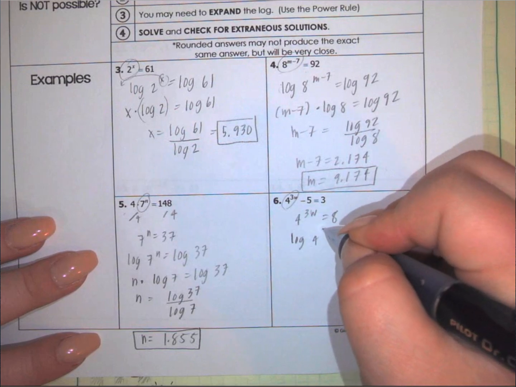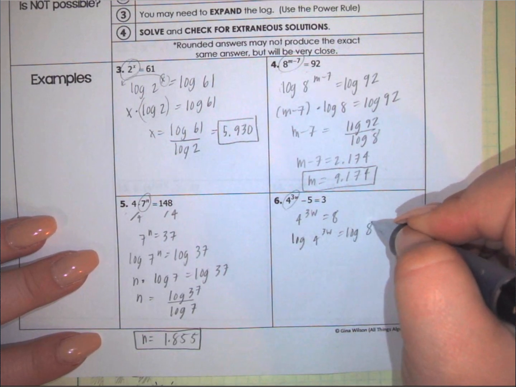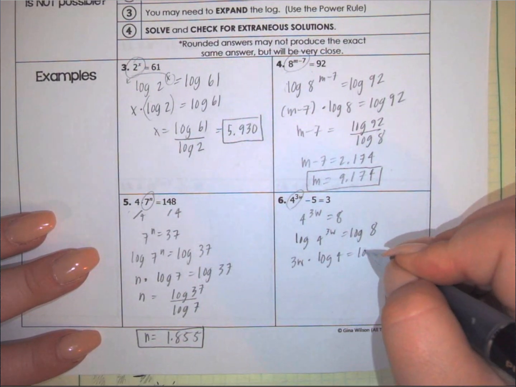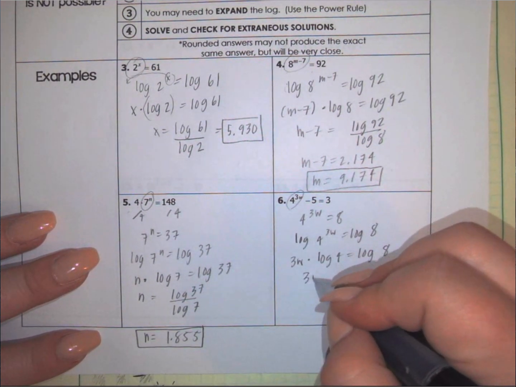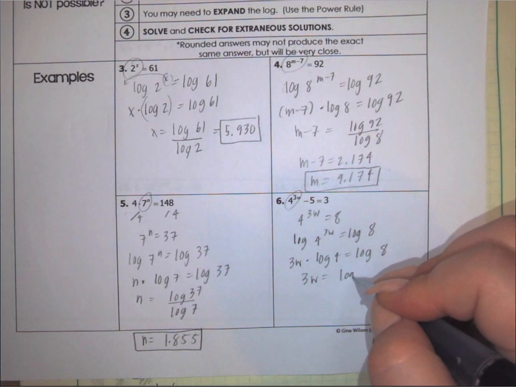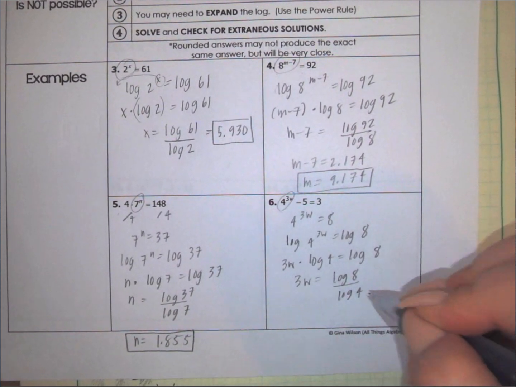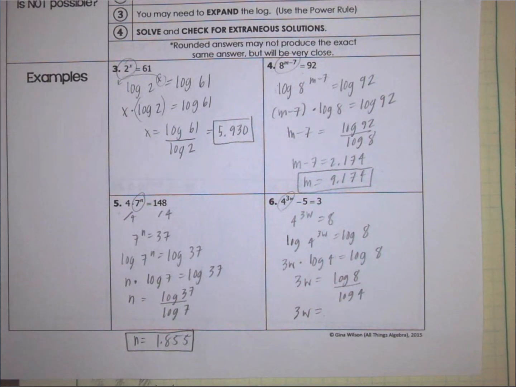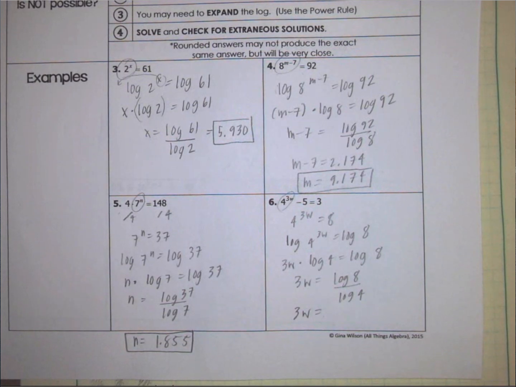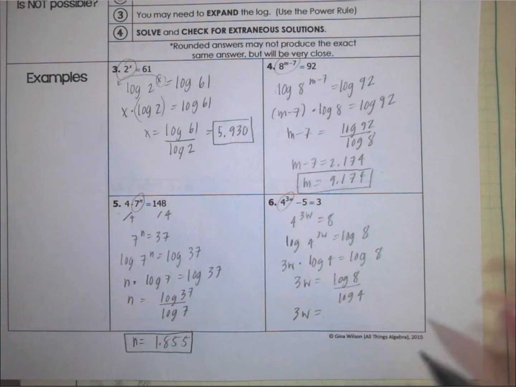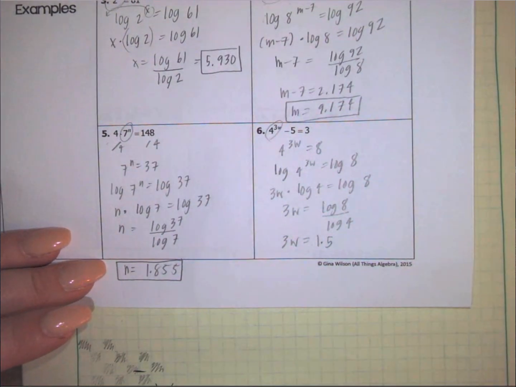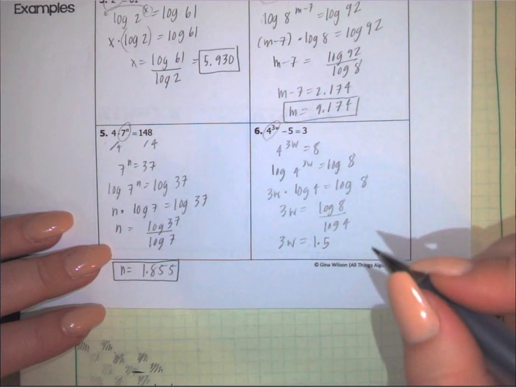So this one you've got to isolate the 4 to the 3w by adding 5. So you get 4 to the 3w equals 8. Log both sides, you get log of 4 to the 3w equals log of 8. Bring down the 3w. Get 3w times log of 4 equals log of 8. Divide both sides by log of 4. You get 3w equals log 8 over log 4. So 3w equals 1.5. Divide both sides by 3, and you get w equals 0.5.